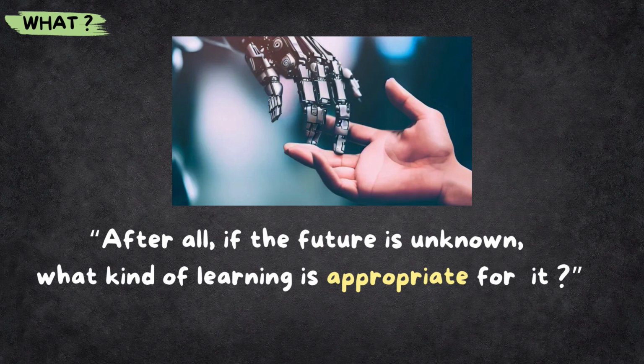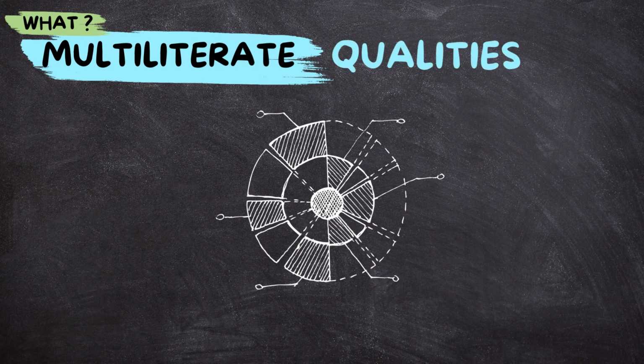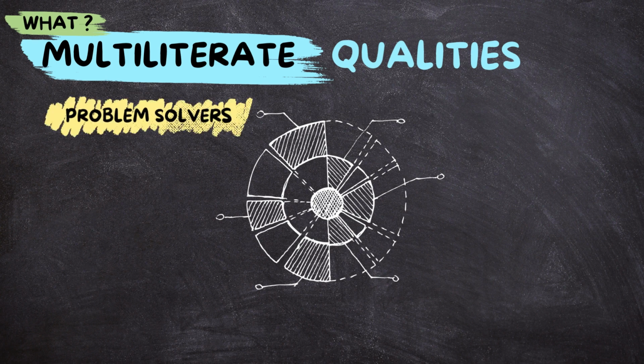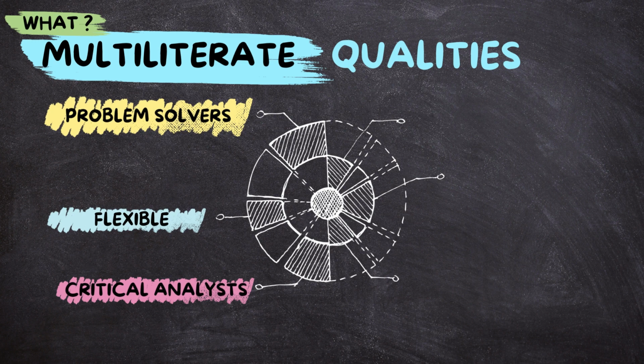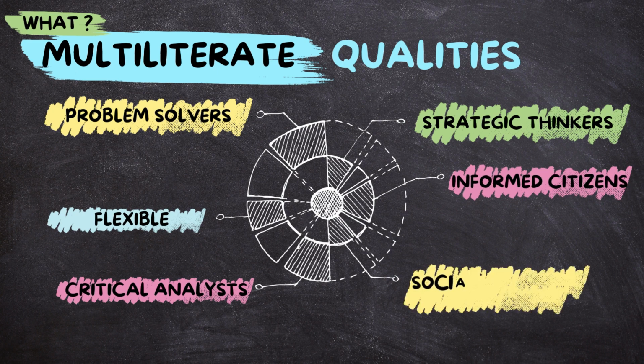Clearly, these are fundamental issues concerning the future, but when the future is so rapidly changing, how do we prepare students for success? To do this, multiliteracies focuses teaching and learning on the achievement of not only skills and specific knowledge, but rather on human qualities or dispositions. Multiliterate students are problem solvers, flexible, critical analysts, strategic thinkers, informed citizens, and socially aware and just.